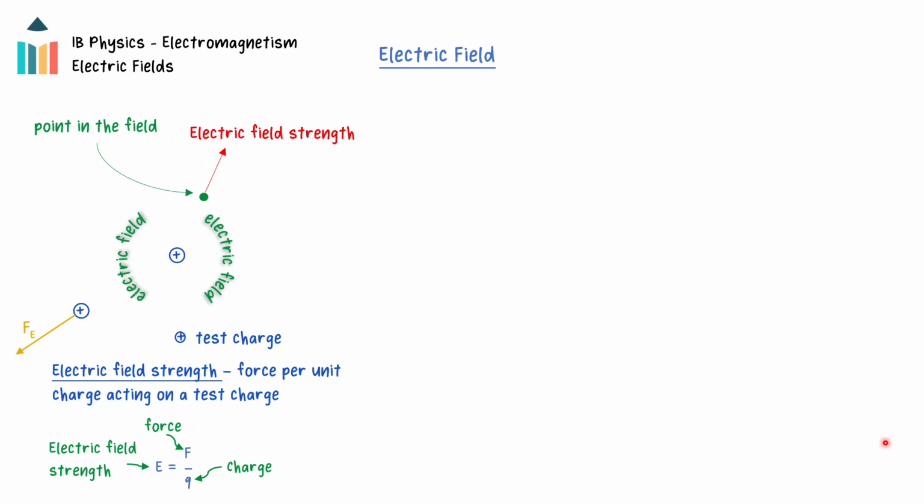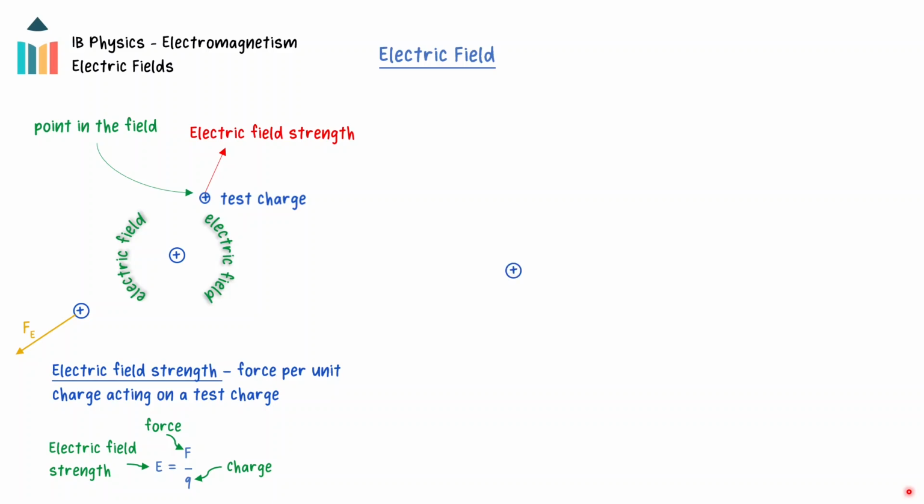The electric field strength is defined as the force per unit charge on a positive test charge placed at the point in the field. This definition can be expressed mathematically through the formula electric field strength E is equal to the force F divided by the charge Q. The direction of the electric field strength at a point is defined as the direction of force acting on a positive test charge placed at that point. Note that the test charge is a small theoretical charge that has no impact on the field itself.